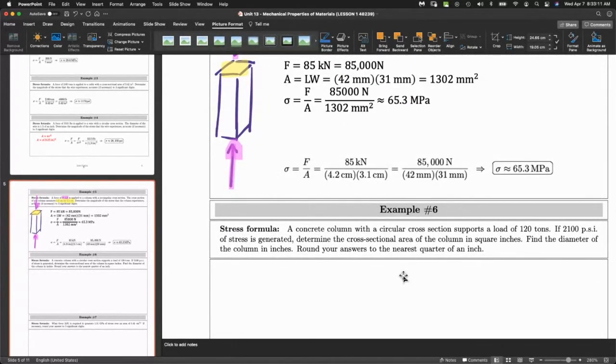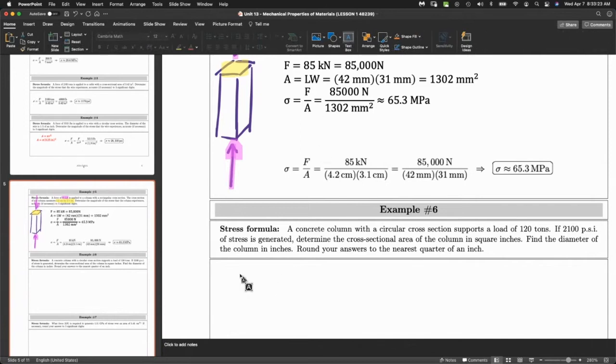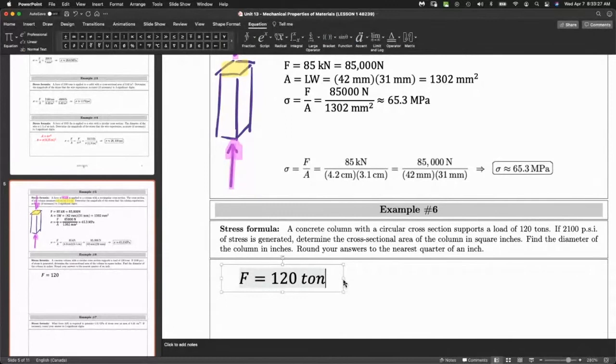So it says here that a concrete column with a circular cross section has a load of 120 tons. So that's the force. The force is 120 tons. So we have the force. Let's just write this down. The force is 120 tons. But we know that a ton is equal to 2,000 pounds. So that's going to be 240. You double it and then put 3 zeros.